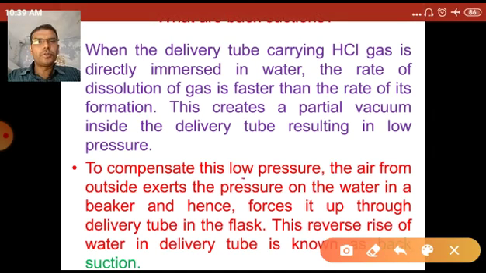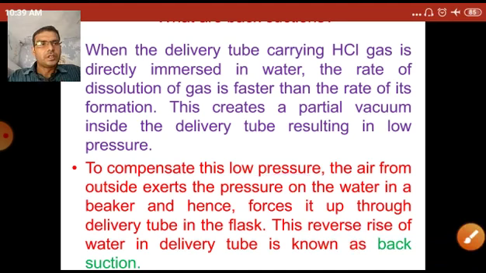To overcome this low pressure created in the delivery tube, the air from outside exerts pressure on the water in the beaker and hence forces it up through the delivery tube into the flask. This reverse rise of water in the delivery tube is known as back suction. And back suction is created due to the formation of a partial vacuum inside the delivery tube.